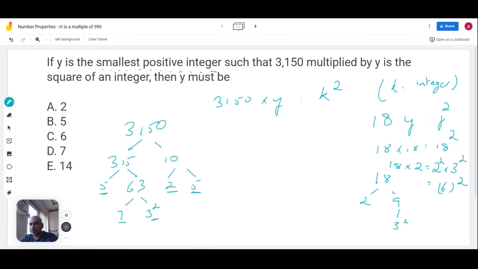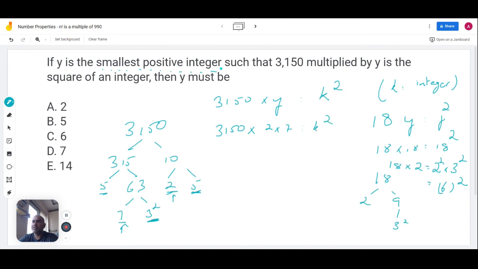I noticed that 3 square is the only prime factor with an even power. So to make 3150 times y into a perfect square, y would need to have a 2 in it, it would need to have a 5 in it. Actually, my bad, there are already two 5s. 5 times 5, that's 5 square. So that's taken care of. y would need to have a 2 in it, and y would need to have a 7 in it. That's it. So 3150 times 2 times 7 would be a perfect square.